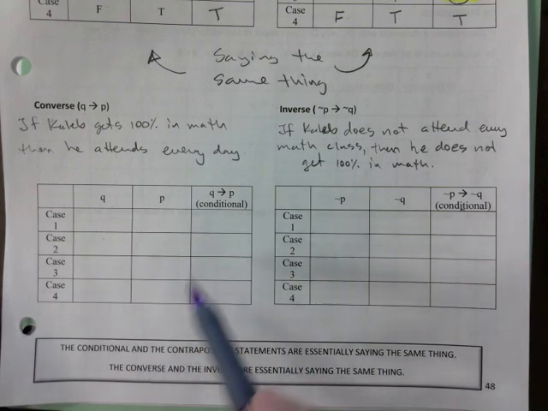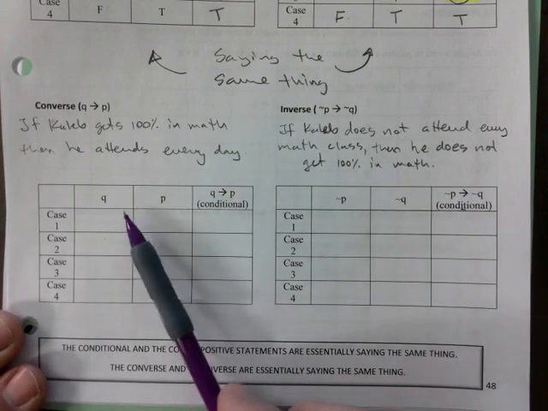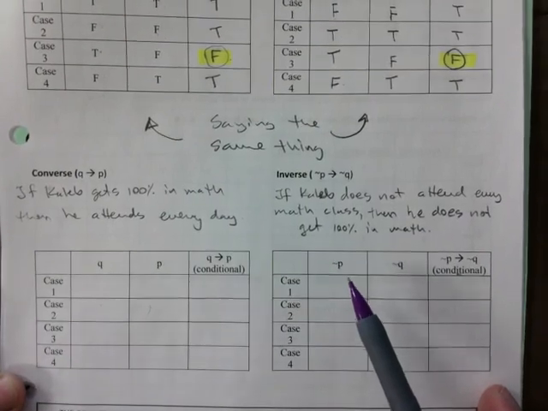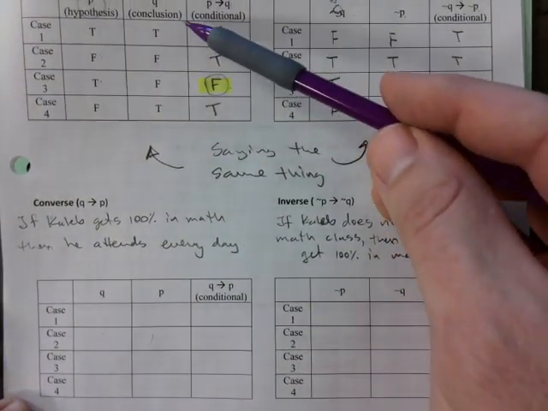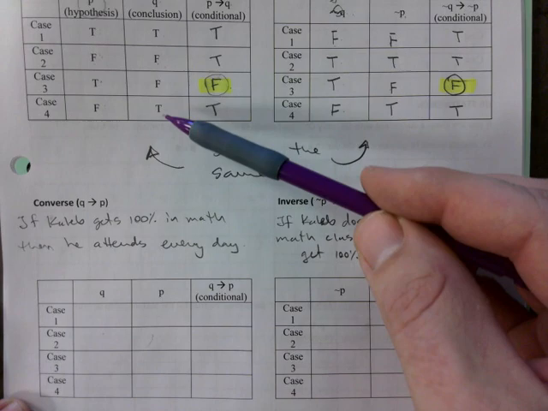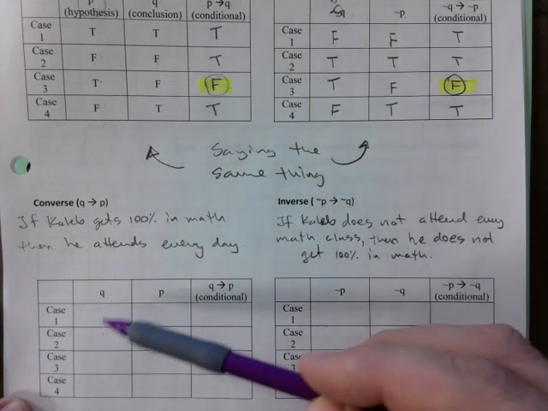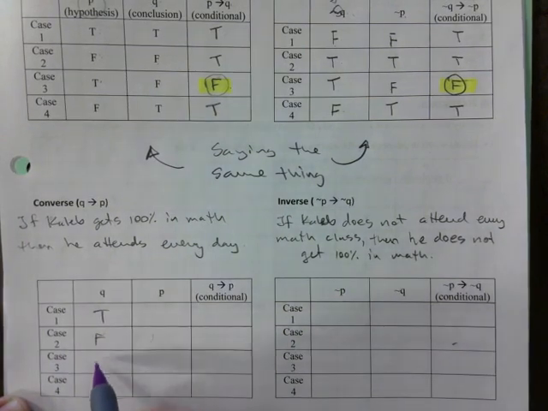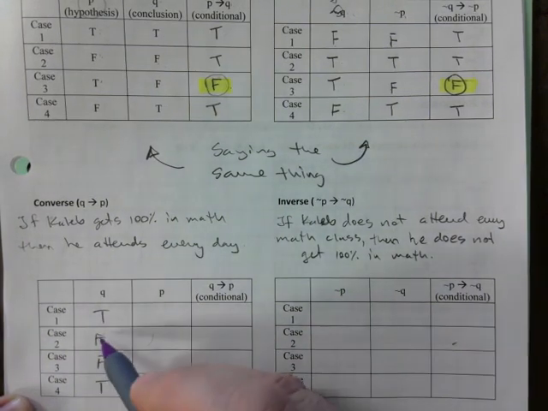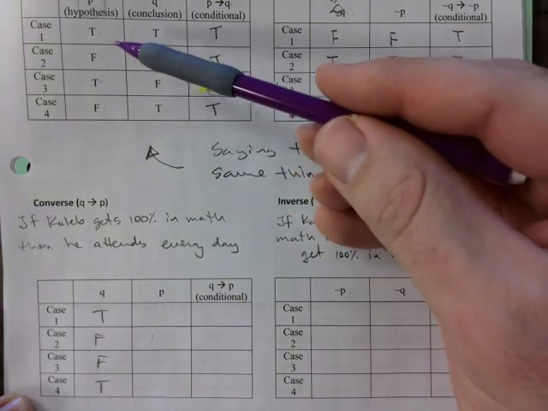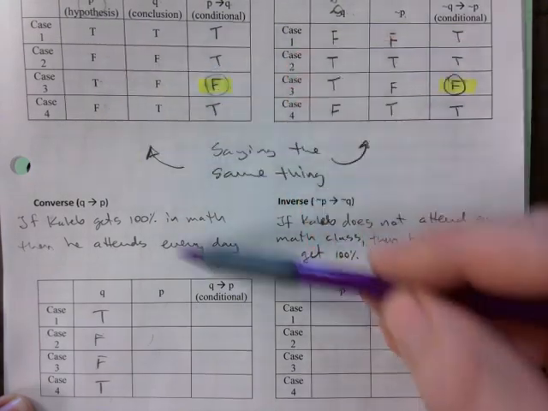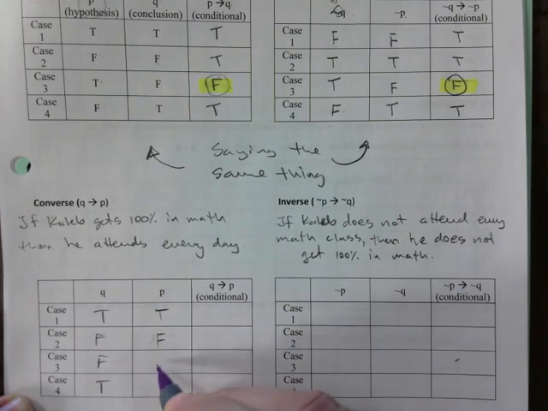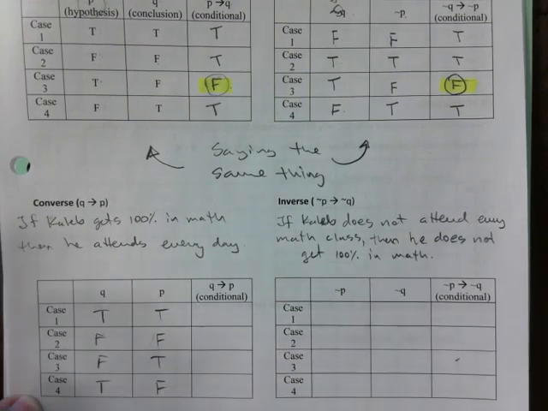And you know why these are blank? Because I'm going to base it on the very original conditional. So, sorry, I'm going to scroll up again. Copy down the Q over here. So it's going to be true, false, false, true. True, false, false, true. And then copy down P into here. So it's true, false, true, false.